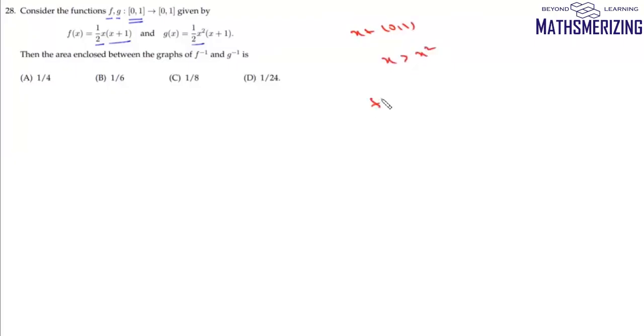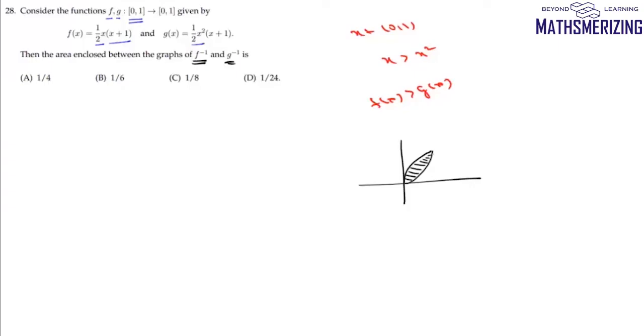So from here we can say f(x) must be equal to g(x). Now in this interval we are given functions f(x) and g(x). f(x) will always lie above g(x). We need to find the area enclosed by the graphs of f inverse and g inverse. Now the area between f and g is this area.